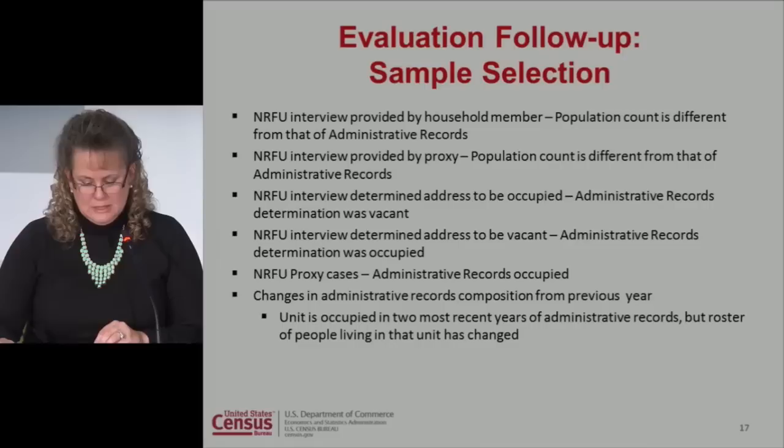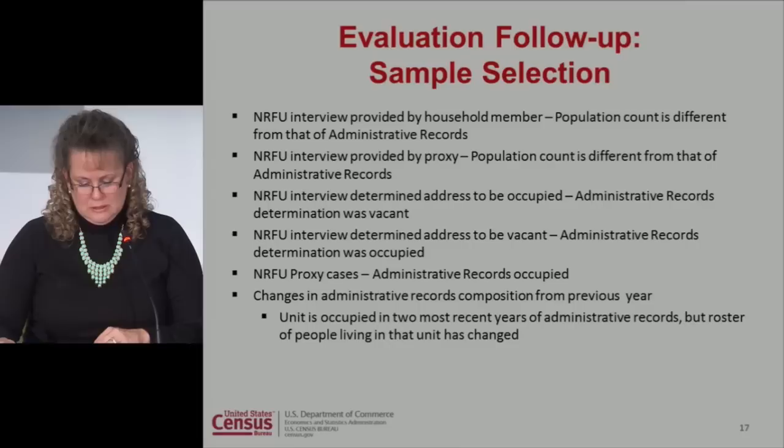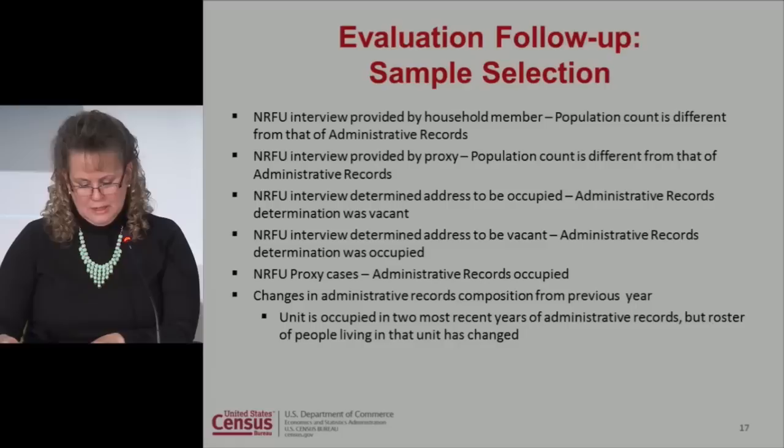We'll also select cases where the non-response interview was conducted by proxy and the resulting population count is different from that which we have from administrative records. The third set of cases will be selected where the address was determined to be occupied in the non-response interview, but where administrative records have determined it to be vacant. We'll next select cases where the address was determined to be vacant by the non-response interview and where administrative records has said that it is occupied. We'll also select non-response proxy cases where the administrative records determination was occupied, and finally, cases where the administrative records composition changed from the previous year.